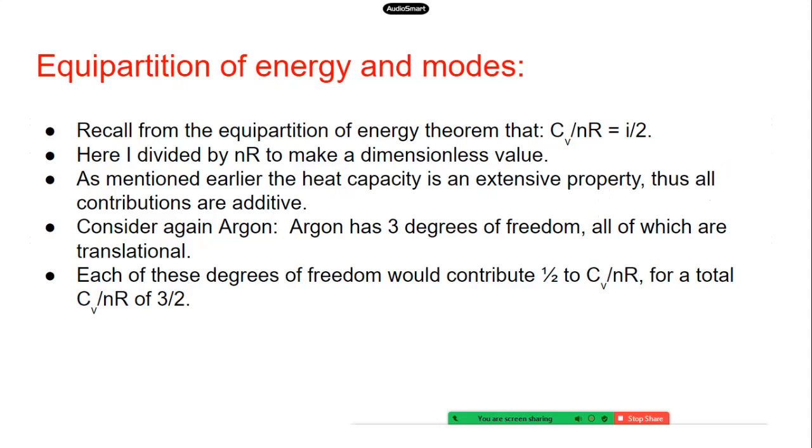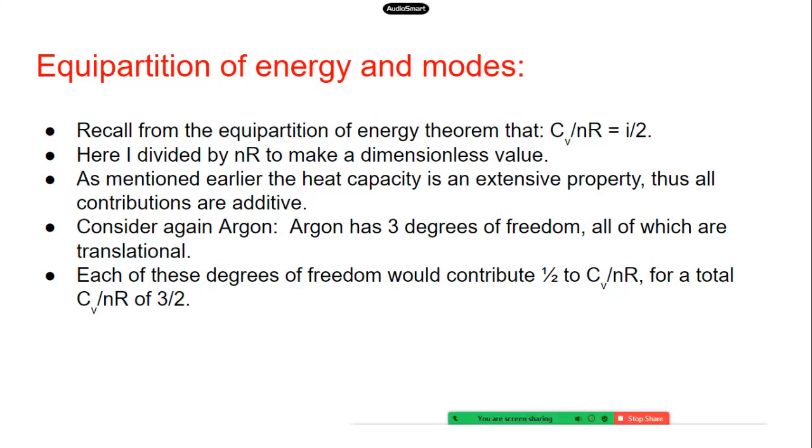We're back here. Now let's tie this all together. Previously, we took the derivative of our internal energy, I N R T over 2, with respect to temperature, and we got CV equals I N R over 2. Then we changed it to a dimensionless form by dividing by NR. So we have CV over NR is I over 2.